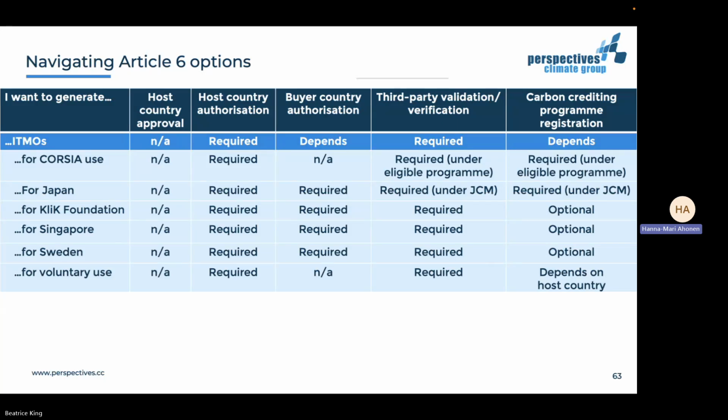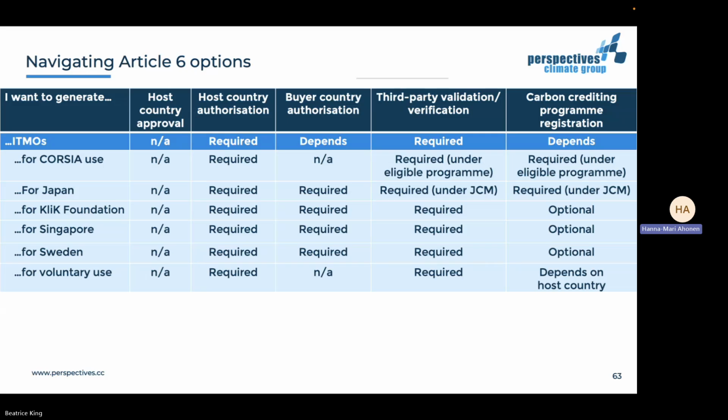So you want to generate ITMOs. You always need to have host country authorization. You might need to have a buyer country authorization, depending on who's buying. If you're selling to Japan, Switzerland, the Klik Foundation, Singapore, Sweden, they will want to authorize, even if it's officially optional. They will want to authorize anything they buy. If it's voluntary use, you don't really have a buying country, so it's not applicable. You always need the host country authorization if you want to generate ITMOs.